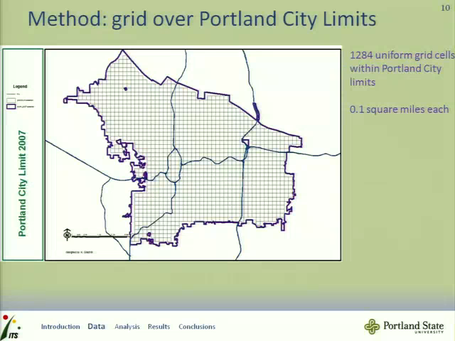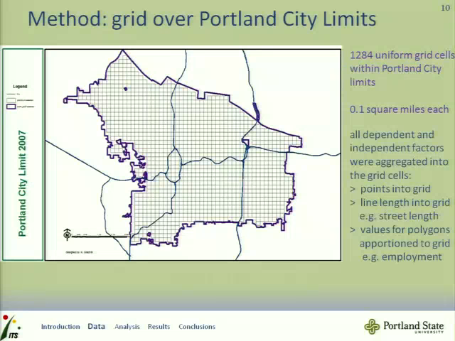They're about 1/10 of a square mile each. It's about 1670 feet on a side. And then I took all of my other data and aggregated it into these grid cells.